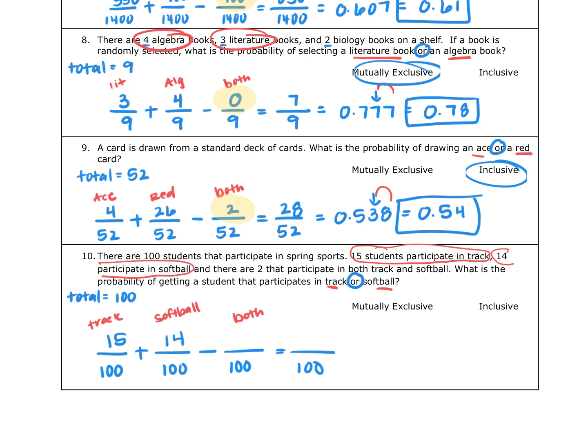And then can you be in track and softball? Well, yeah, you can. And then it tells us that 2 participate in both track and softball. So this one is going to be a 2. So if I add 15 plus 14 and I subtract 2, I'm getting 27. If I take 27 and divide it by 100, I get 0.27. And that one just stays that. There's no other numbers, so we can just leave that as our final number. Now I'm going to decide inclusive or exclusive. I have this 2 right there because there's a number in it. It is going to be inclusive.